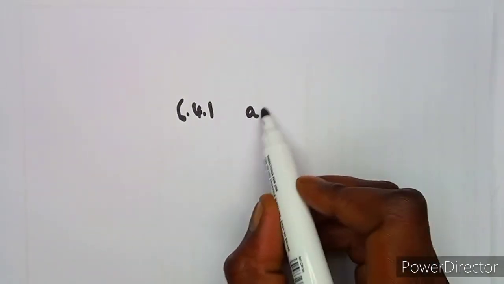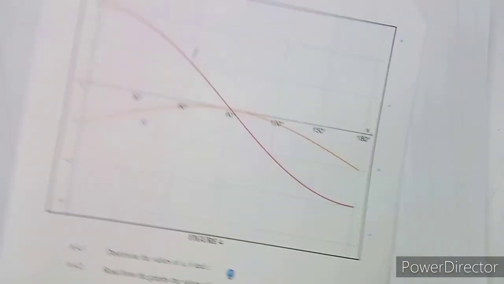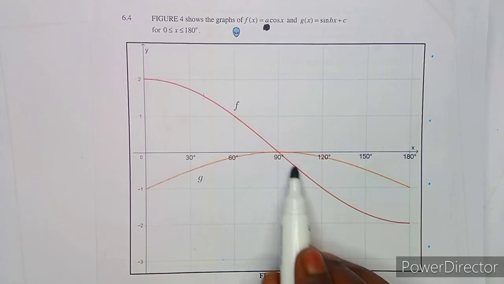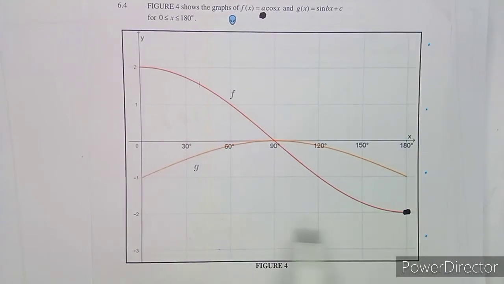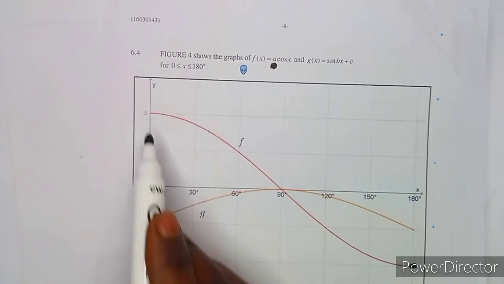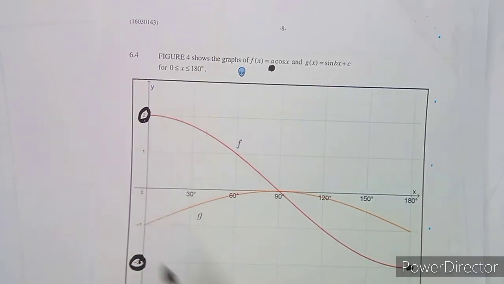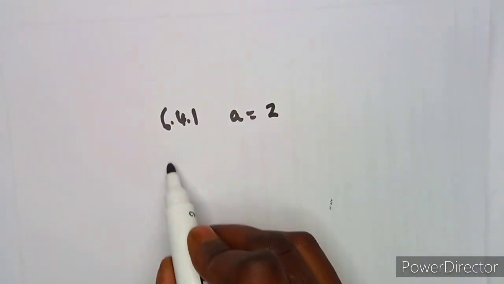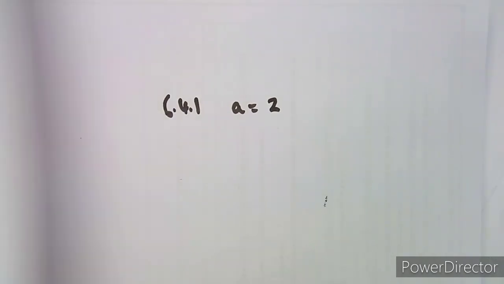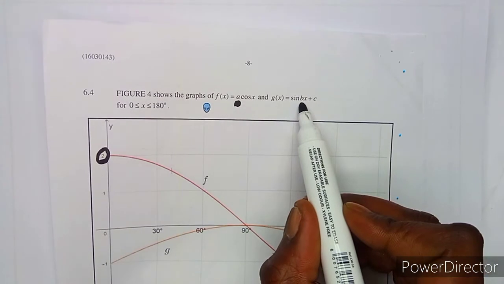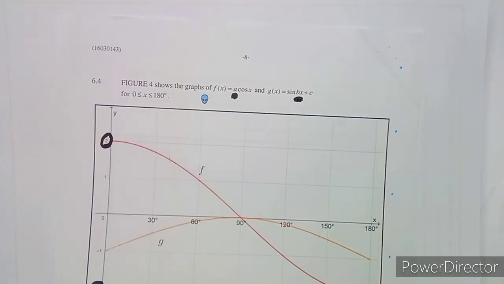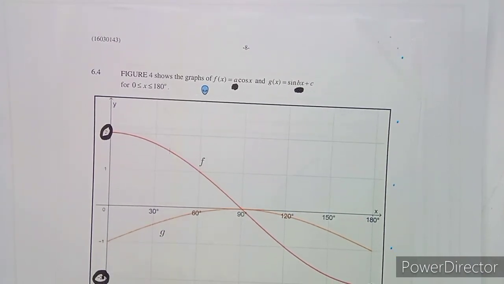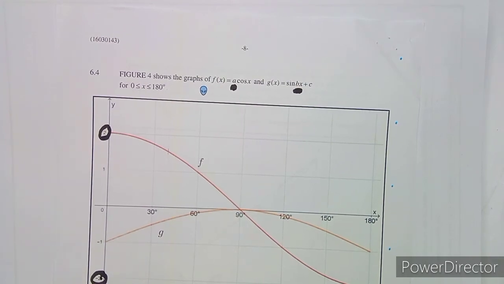So okay, let's just write this 6.4.1. Our a is going to be the amplitude of f, from the graph of f. The minimum value is at -2, the maximum value is at +2. So that is your amplitude, the maximum value there. So a is 2. All right, then b, where can we obtain our b from? B is here on sine x. So this b, you take it from the period of the given graph.